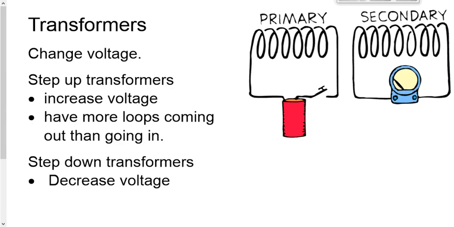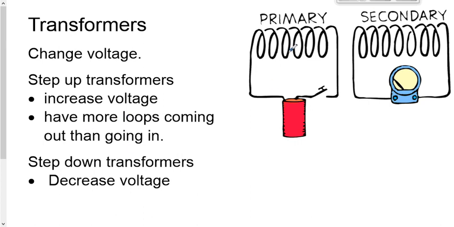Let's look at transformers. They are more than meets the eye. What transformers do at the most basic level is change voltage. So we have two different types. We have a step-up transformer and a step-down. A step-up transformer will increase the voltage. You have more loops coming out than you have going in. For a step-down transformer, it decreases the voltage. You would have more loops coming in than you have going out in that case.